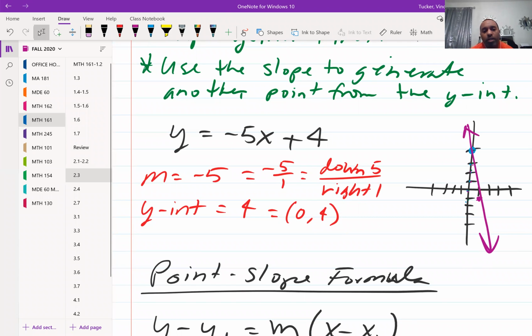Okay, good. So the next one is y equal to -5x plus 4. Once again, extract the information from the equation. We have our slope is -5. And since that's just a number, -5, that would be -5 over 1. And it's -5 over +1, so it means I go down 5, right 1. 4 is my y-intercept, so that means that point would be (0, 4). There's always 0 in that number.